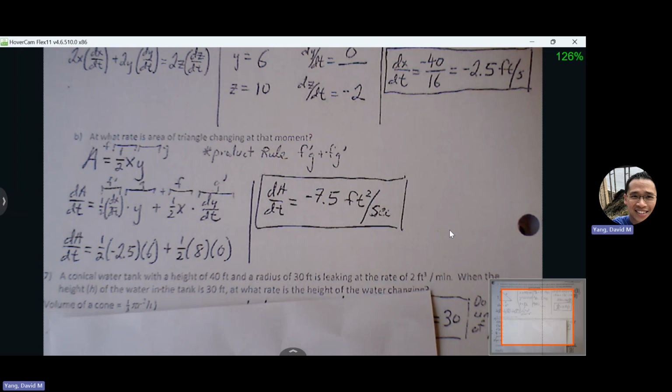Units of measure: area is square feet, time is seconds, so square feet per second.